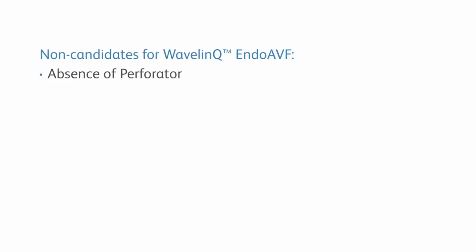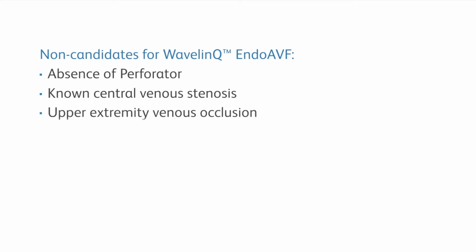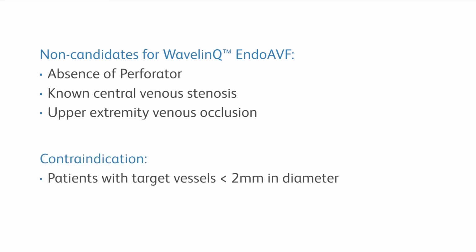While WavelinQ EndoAVF creation is helping to establish more anatomical options for fistula creation and provide an option outside of surgery, those who do not have a perforator or have known central venous stenosis or upper extremity venous occlusion on the same side as the planned AVF creation are not candidates. Also, the procedure is contraindicated for patients with target vessels less than 2 millimeters in diameter.